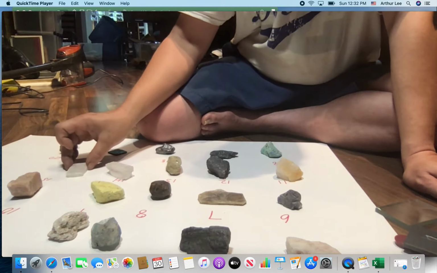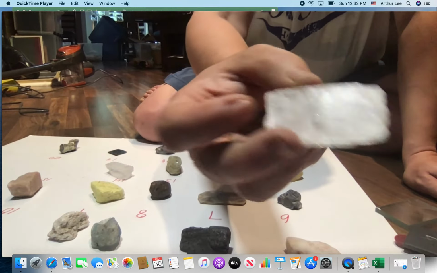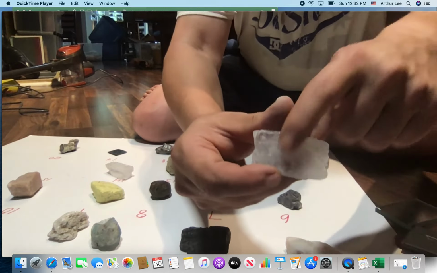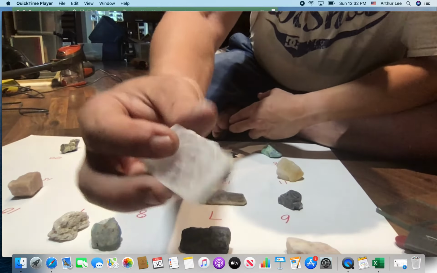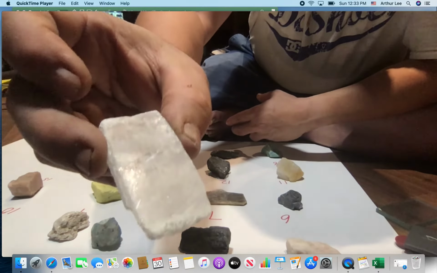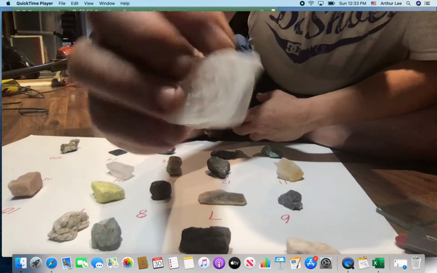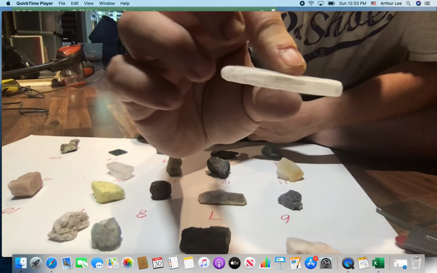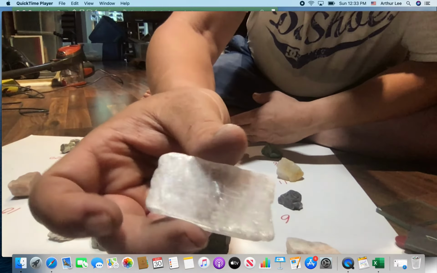Number 15. Kind of looks the same, doesn't it? It's clear. But there's a difference in this one, number 15, because I could scratch it with my fingernail. See, I just made that little scratch right here. That means it's softer than 2.5. It's also translucent. You see any flat planes where it would break? Any lines going through it that are straight?